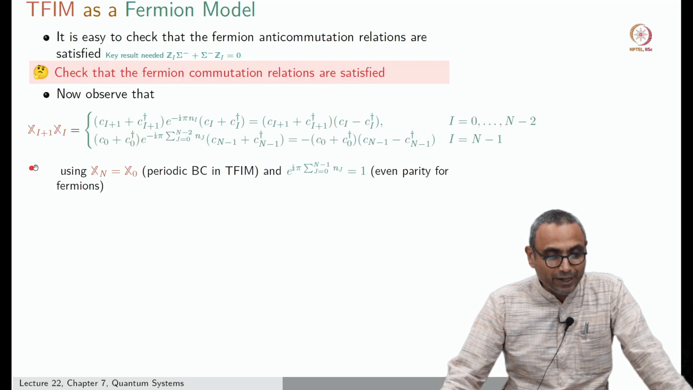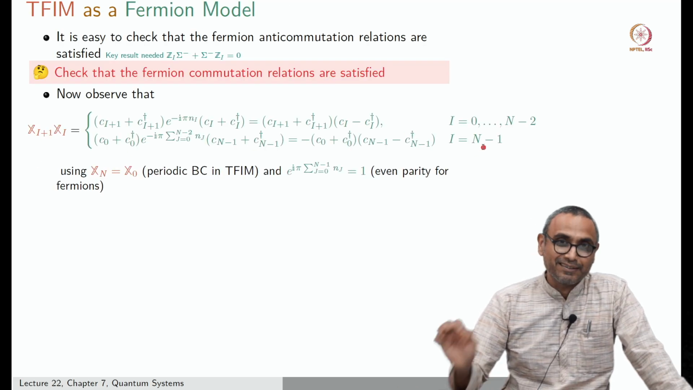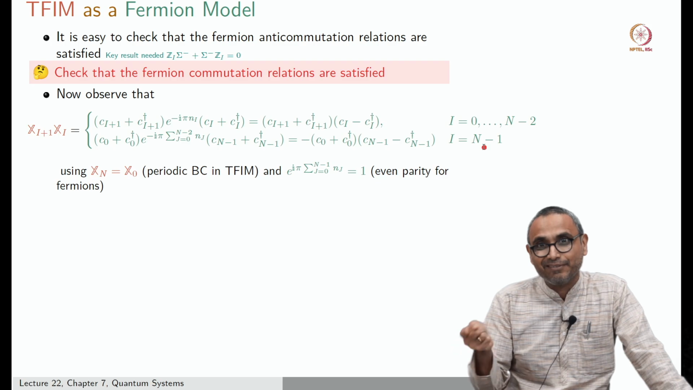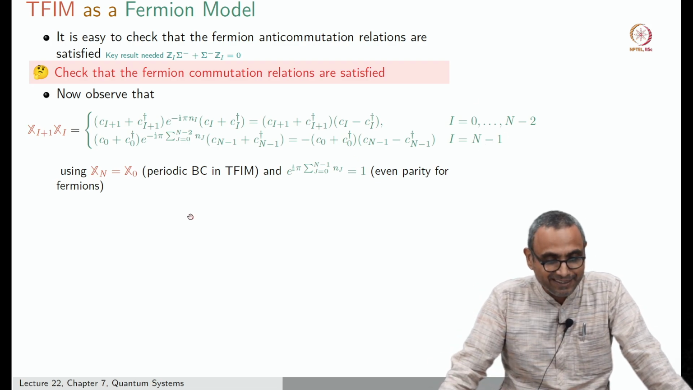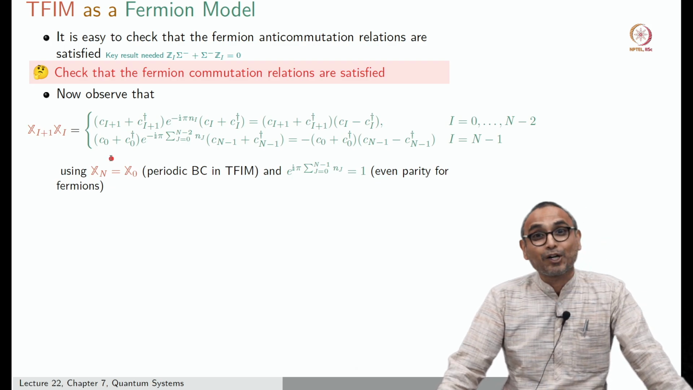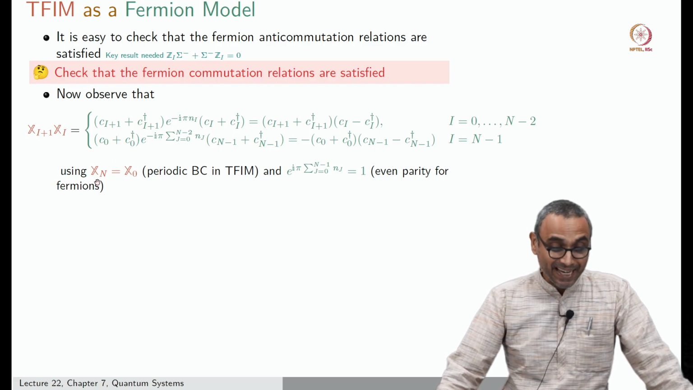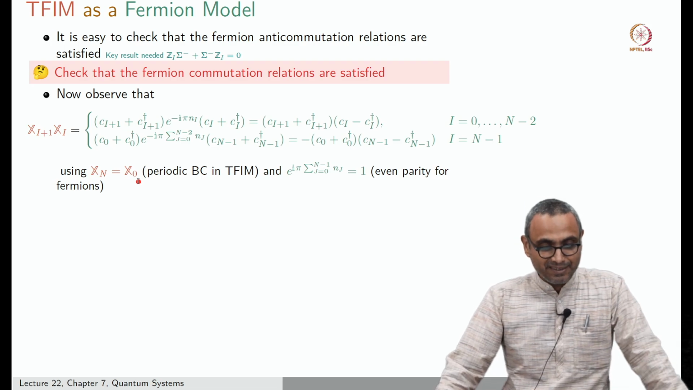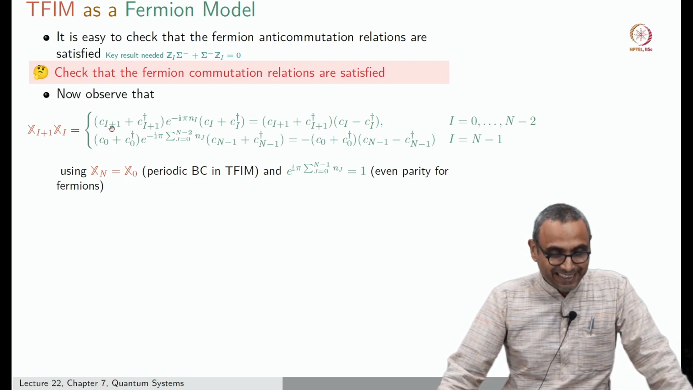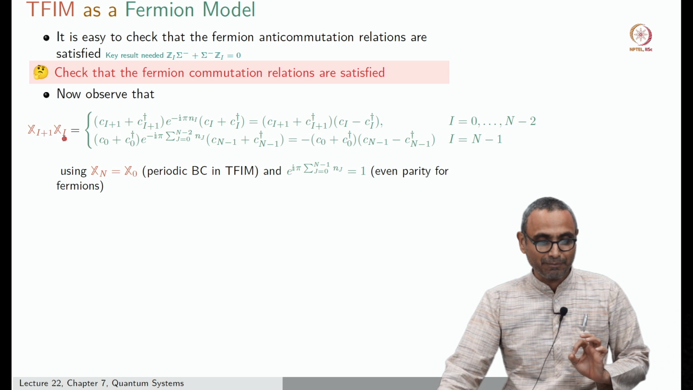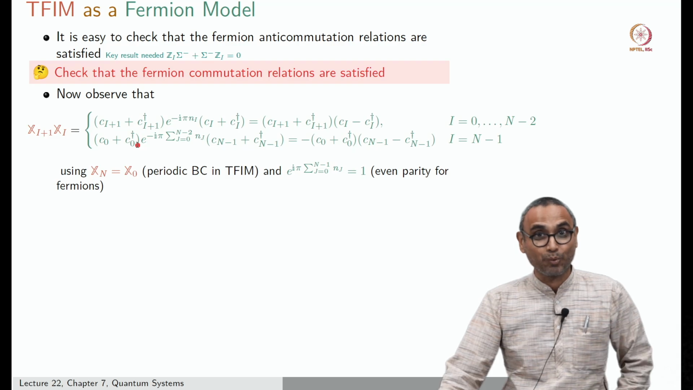Okay, so if you look at what happens when i equals n minus 1, that is the last site, I'm looking at the link which connects n minus 1 to n, which is the link that connects the periodic boundary condition. You will now see that because the transverse field Ising model has periodic boundary conditions, x_n will be x_0 by definition, by construction. Therefore, this object will simply become c_0, that is x_n here. Just remember, i is n minus 1, so this is x_n. That will just be c_0 plus c†_0.